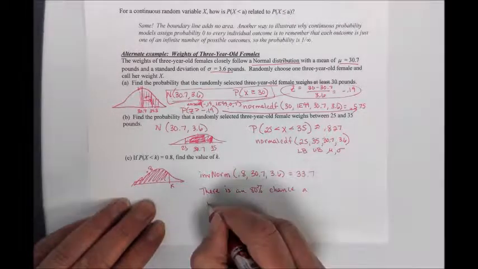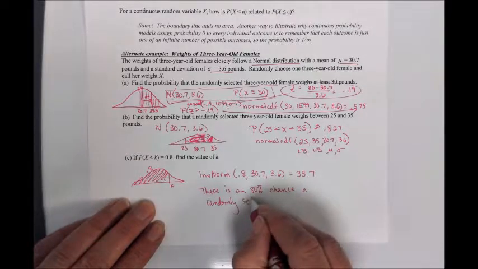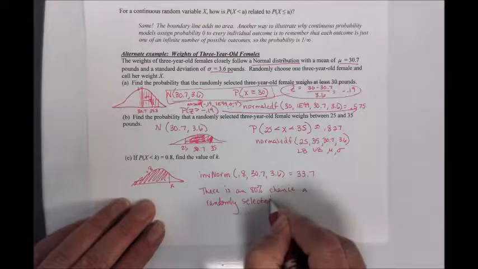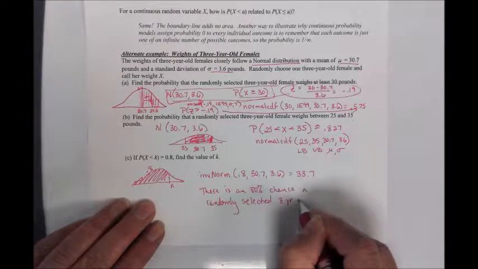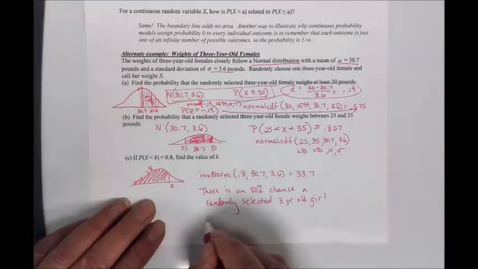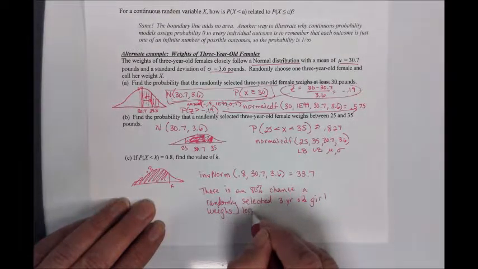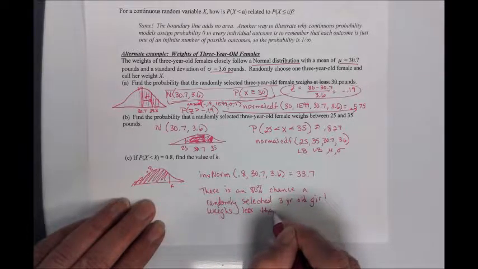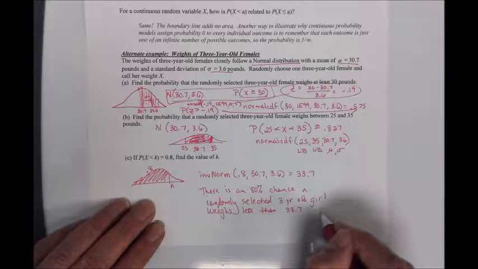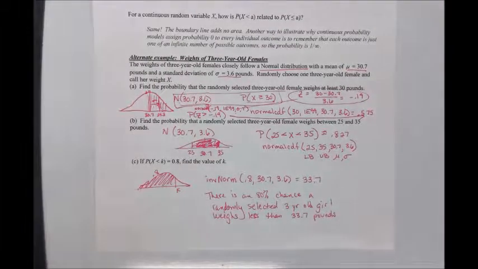So this is saying there is an 80% chance a randomly selected 3-year-old girl weighs less than 33.7 pounds. And that's it for section 6.1.